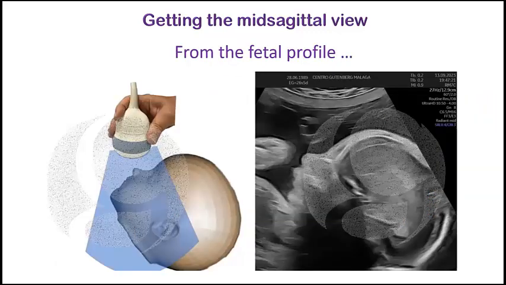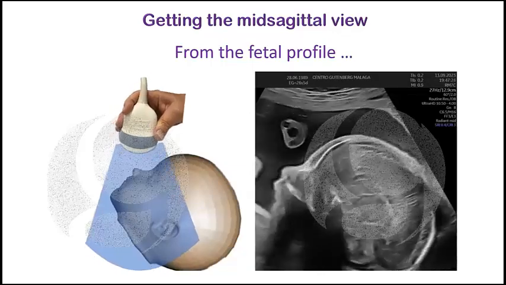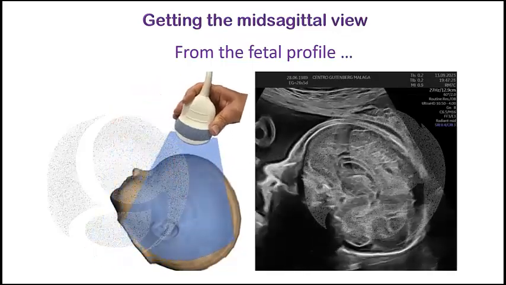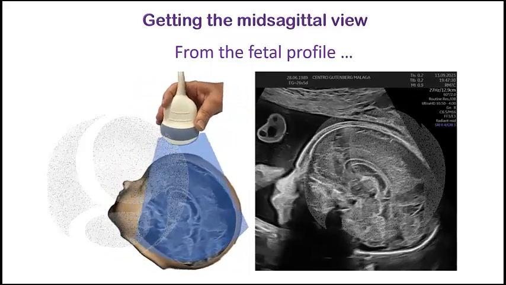All of you know how to get a nice image of the fetal profile, don't you? Well, when you are looking at the profile, you only need to move slightly the probe following the frontal contour until you insonate through the anterior fontanelle.